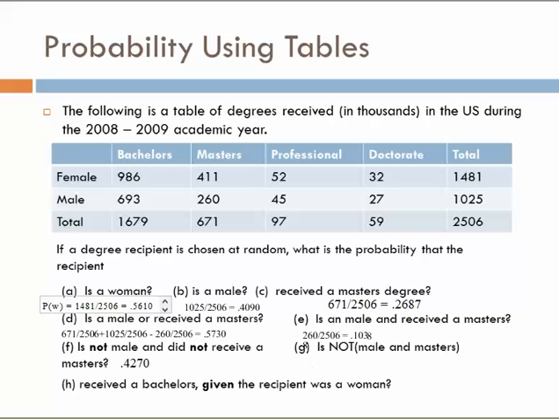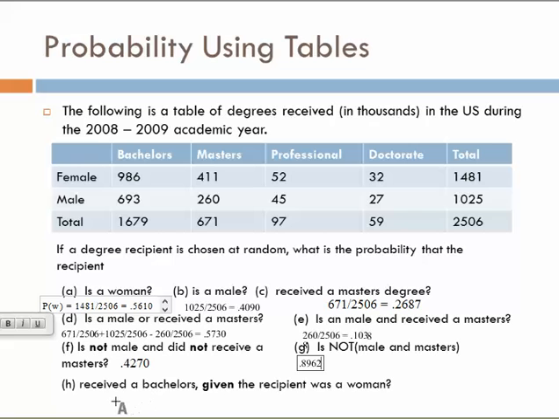So on this one, if we add up all the ones except for 260, or actually just take the complement of E, we're going to get 0.8962. That is the probability that if we select someone, they are not a male and master's degree recipient at the same time.